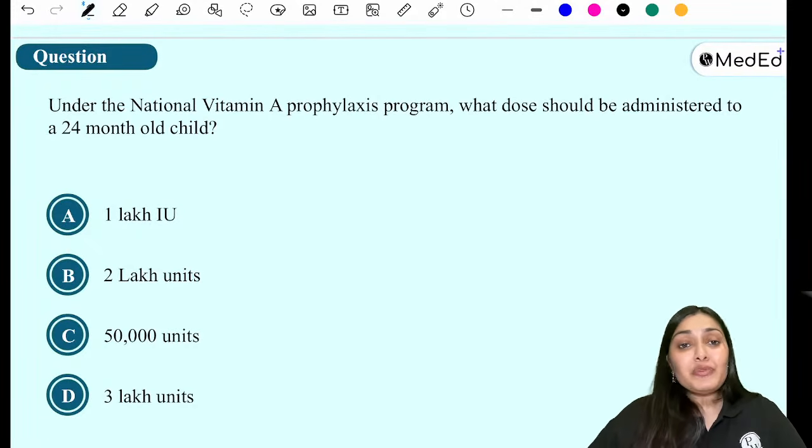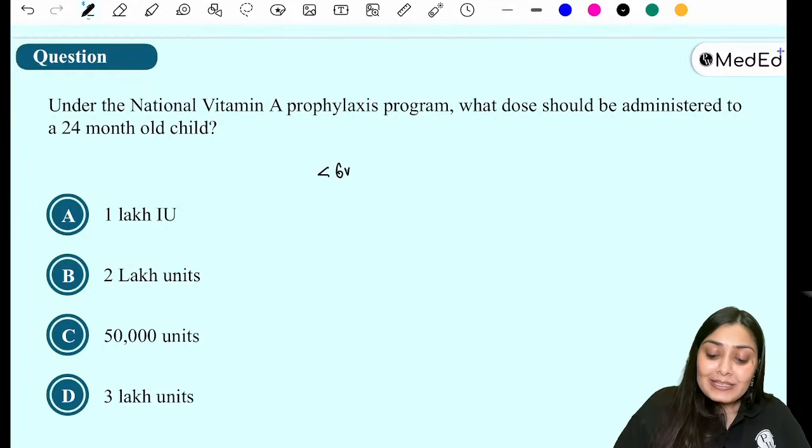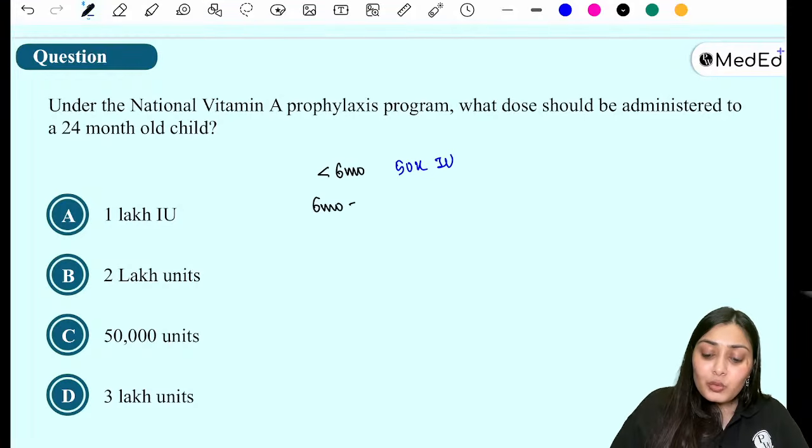Under the National Vitamin A Prophylaxis Program, what dose should be administered to a 24-month-old child? Options we have are 1 lakh units, 2 lakh units, 50,000 units, and 3 lakh units. Very basic, you should know, right? So what is the vitamin A prophylaxis dose? If the child is less than 6 months, it is 50,000 international units. 6 months to 12 months, it is 1 lakh international units.